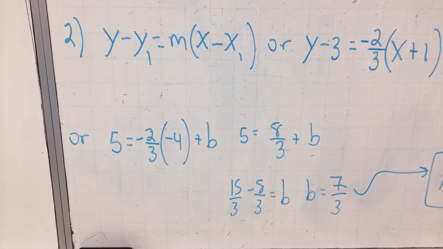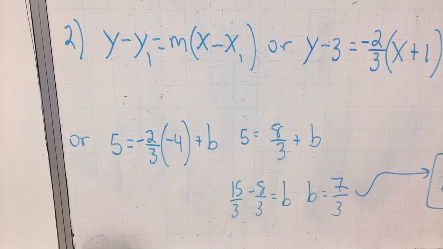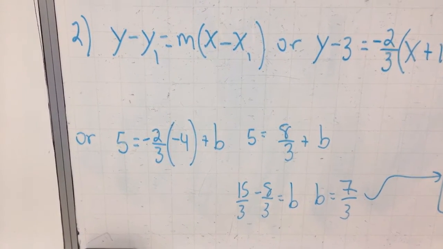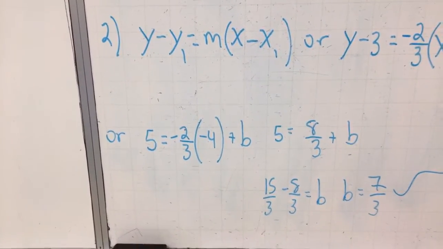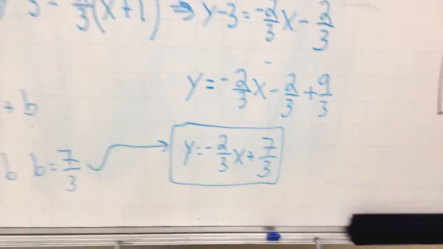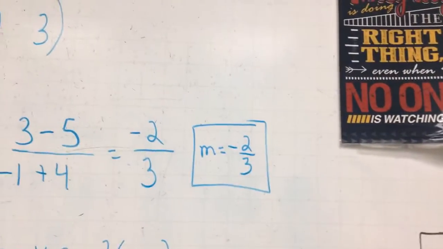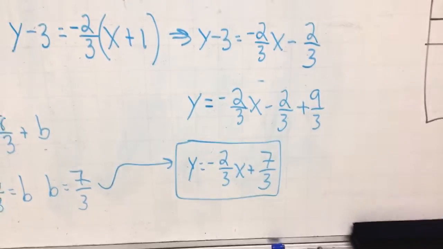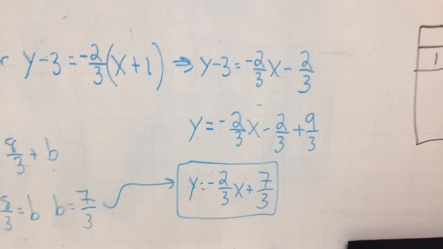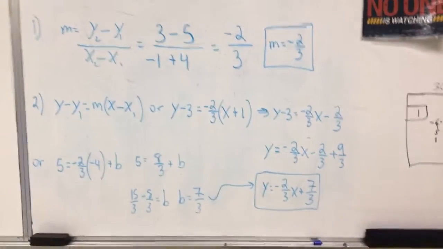So 5 is equal to 8/3 plus b. If you subtract 8/3 from both sides, notice I got a common denominator, so b is equal to 7/3. Now reassemble, and you get that again. y is equal to the slope that you just found times x plus b. Okay? That's a quick review on how to find the equation of a line given 2 points.